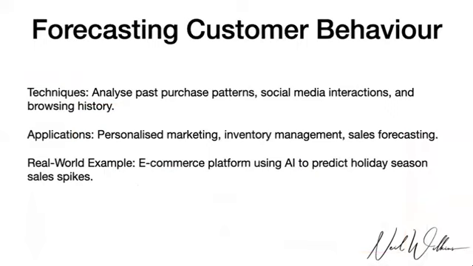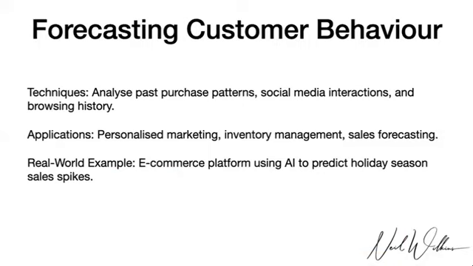Now, what kinds of things are we going to be using this for? Well, obviously, for most of us in marketing and sales, it's going to be about forecasting customer behavior. So we're going to be using an analysis, if you like, of past purchase patterns. We're going to be looking at maybe social media interactions, browsing history. We're going to be looking then to take those things and hopefully fine tune our personalization of marketing, probably also things like inventory management and potentially sales forecasting.